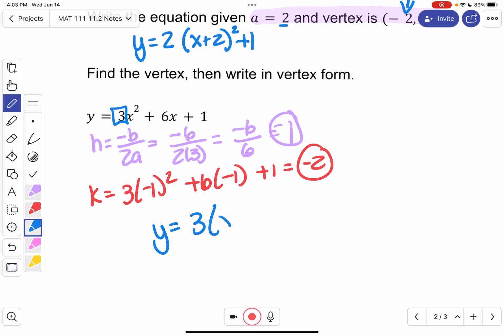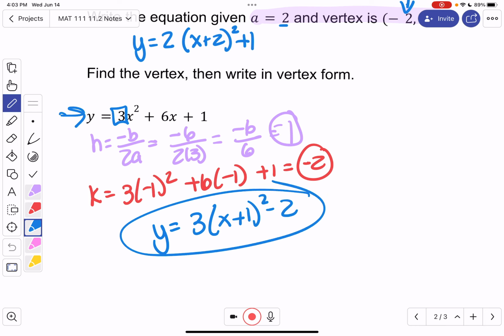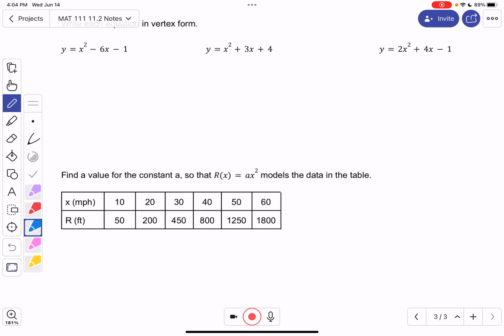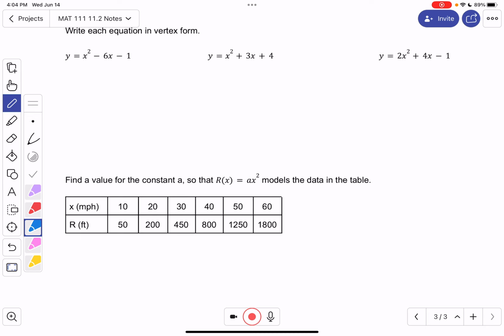Now we can plug those in. And that would be the equation. If I graph both of these on the calculator, you're going to see they're the same exact curve. You try putting the three of these in vertex form. Pause the video and then check how you did.